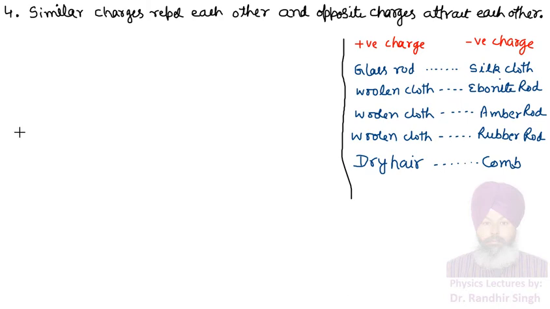The fourth property of the charges is that similar charges repel each other while opposite charges attract each other. To understand this property, I will show you some experimental demonstration in which we can verify that similar charges repel each other and opposite charges attract each other. For that, I have drawn a table here on the side: when you rub a glass rod with silk cloth, then the glass rod gets positive charge, while silk cloth gets a negative charge.